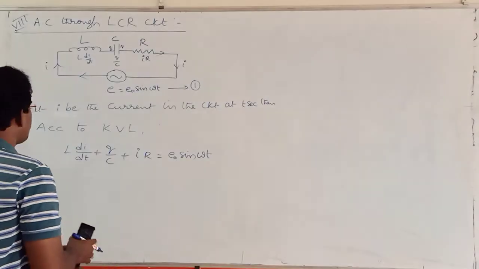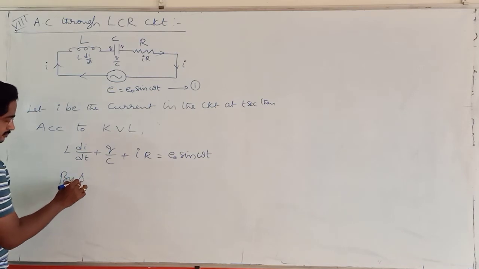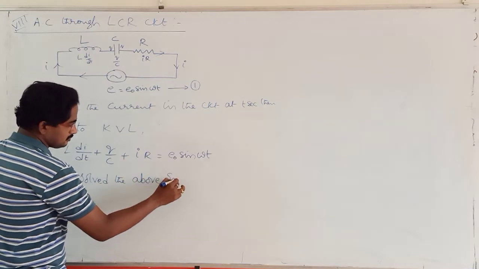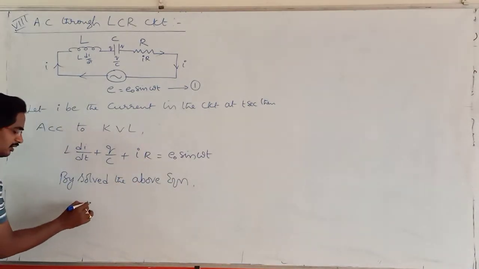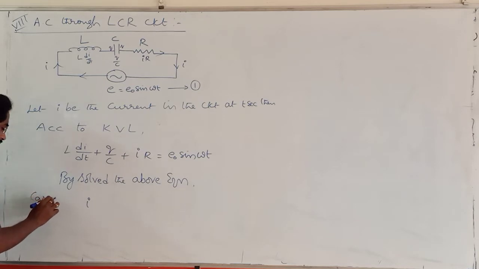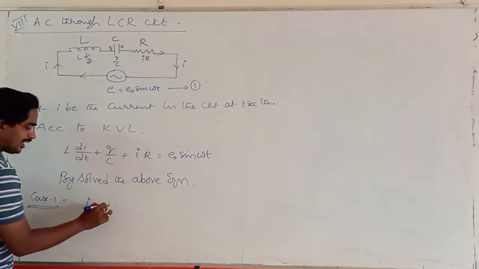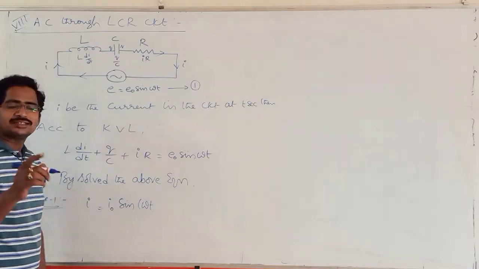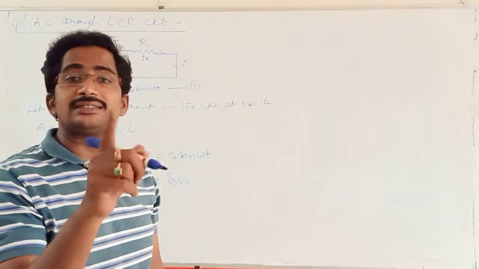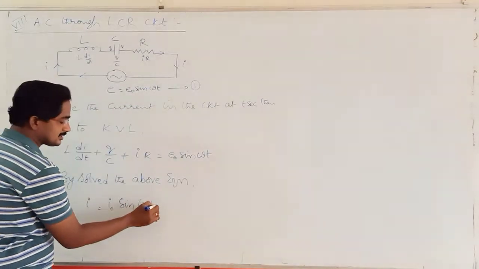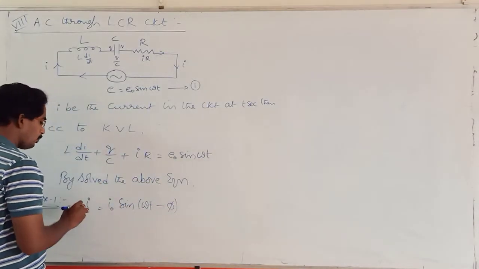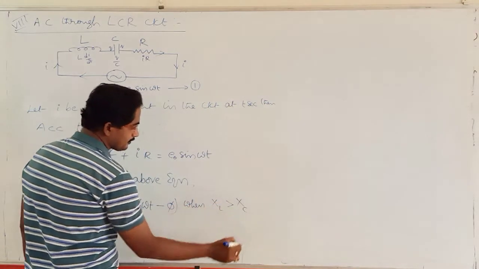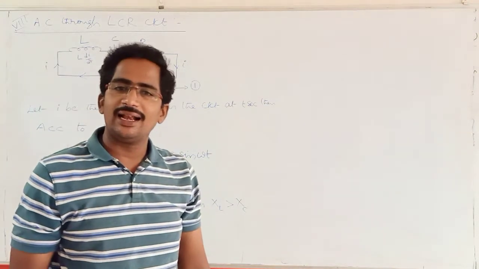By solving the above equation, the current value I am getting in case 1 is I naught sin (omega t minus phi), when XL greater than XC. EMF leads the current.